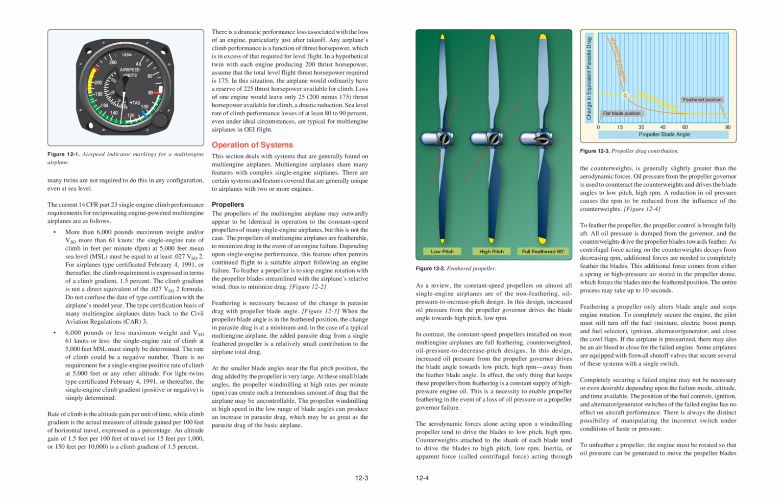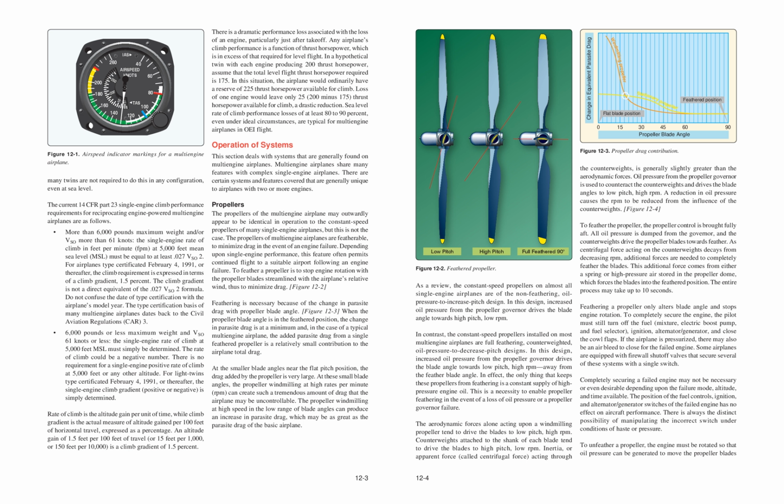There is a dramatic performance loss associated with the loss of an engine, particularly just after takeoff. Any airplane's climb performance is a function of thrust horsepower which is in excess of that required for level flight. In a hypothetical twin with each engine producing 200 thrust horsepower, assume that the total level flight thrust horsepower required is 175. In this situation, the airplane would ordinarily have a reserve of 225 thrust horsepower available for climb. Loss of one engine would leave only 25 (200 minus 175) thrust horsepower available for climb, a drastic reduction. Sea level rate of climb performance losses of at least 80 to 90 percent, even under ideal circumstances, are typical for multi-engine airplanes in OEI flight.